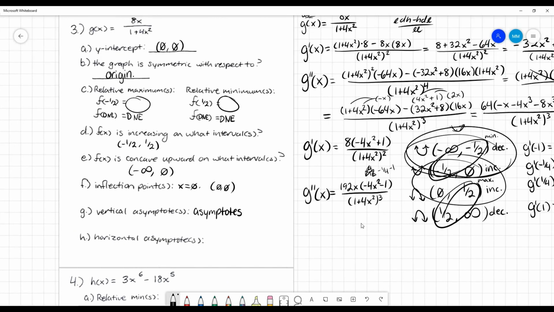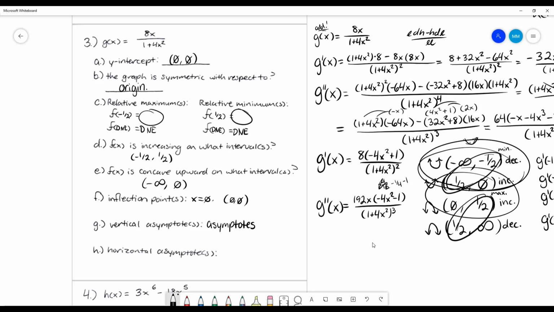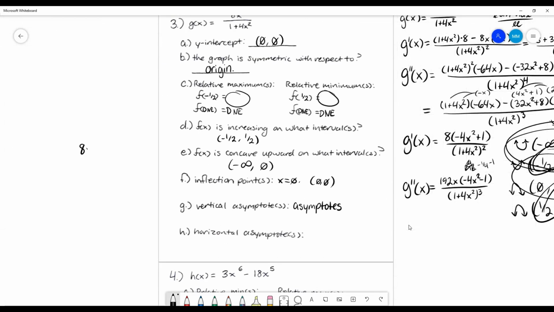And then we just need to check for any horizontal asymptotes. Well, remember our rules for horizontal asymptotes. I've got 8x over 1 plus 4x squared as our original function. I see that my highest power down here is larger than this, which tells me that there is no horizontal asymptote. I believe. Let me just double check that really quick. I think that should be right. That makes sense, doesn't it?